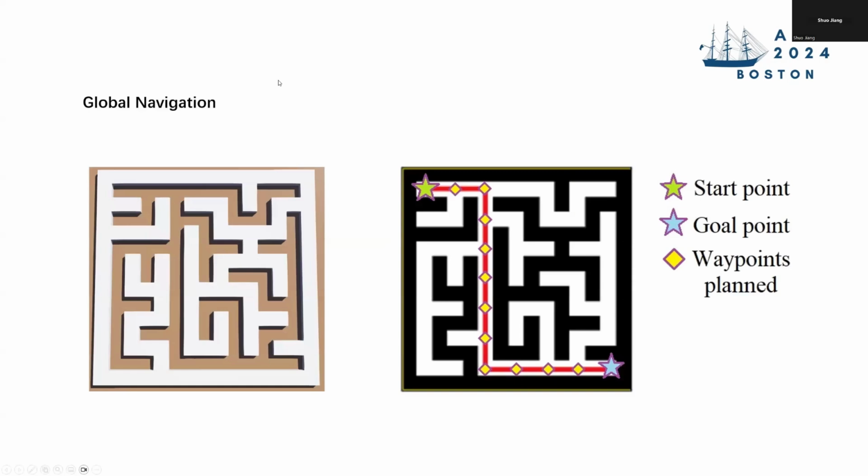Let's first focus on global navigation. Here's an example of the maze layout, and the corresponding map is shown as prior knowledge to the robot. From any starting point to an arbitrary goal point, the top-level navigation finds a planar trajectory in the maze and segments the trajectory with several waypoints.